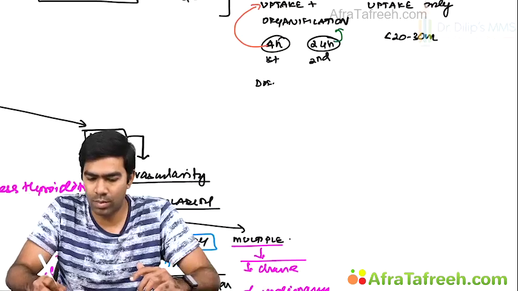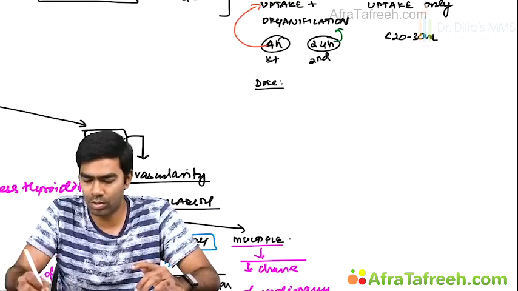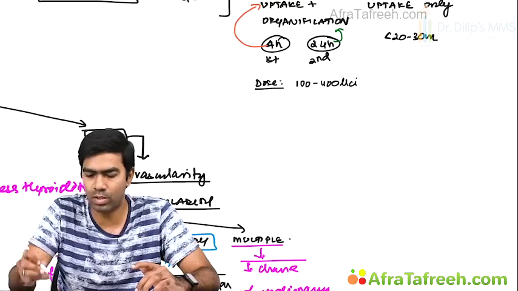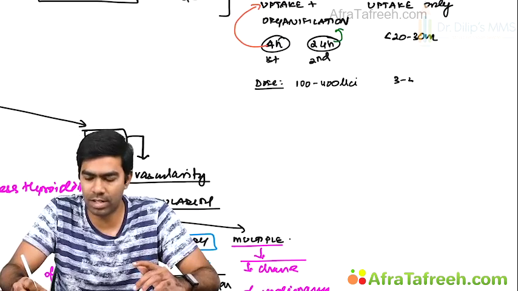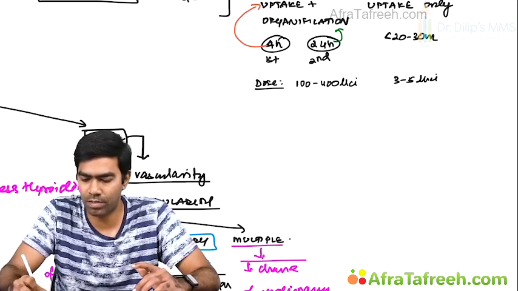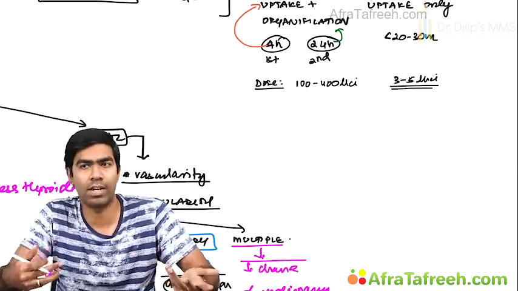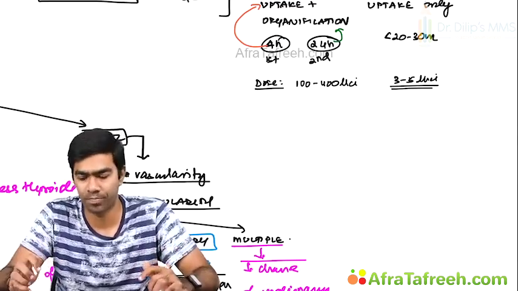At the same time, what is the dose that is delivered in the radioactive iodine uptake? It's a little bit higher dose, that is 100 to 400 microcurie. The dose that is delivered through the technetium tracers is just 3 to 5 microcurie. Very, very less radiation. And that's also one reason the world might be trying to move towards these technetium scans. Along with the rapidity, this is another unique advantage.